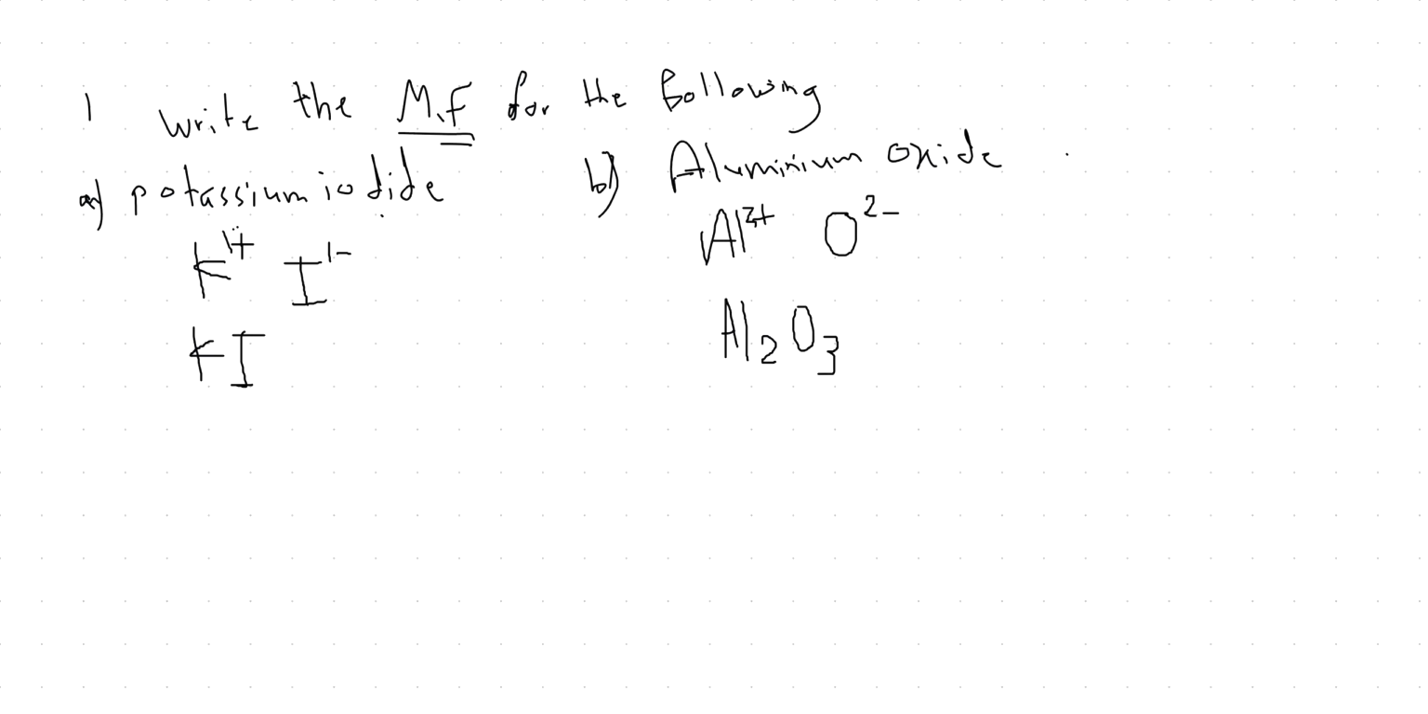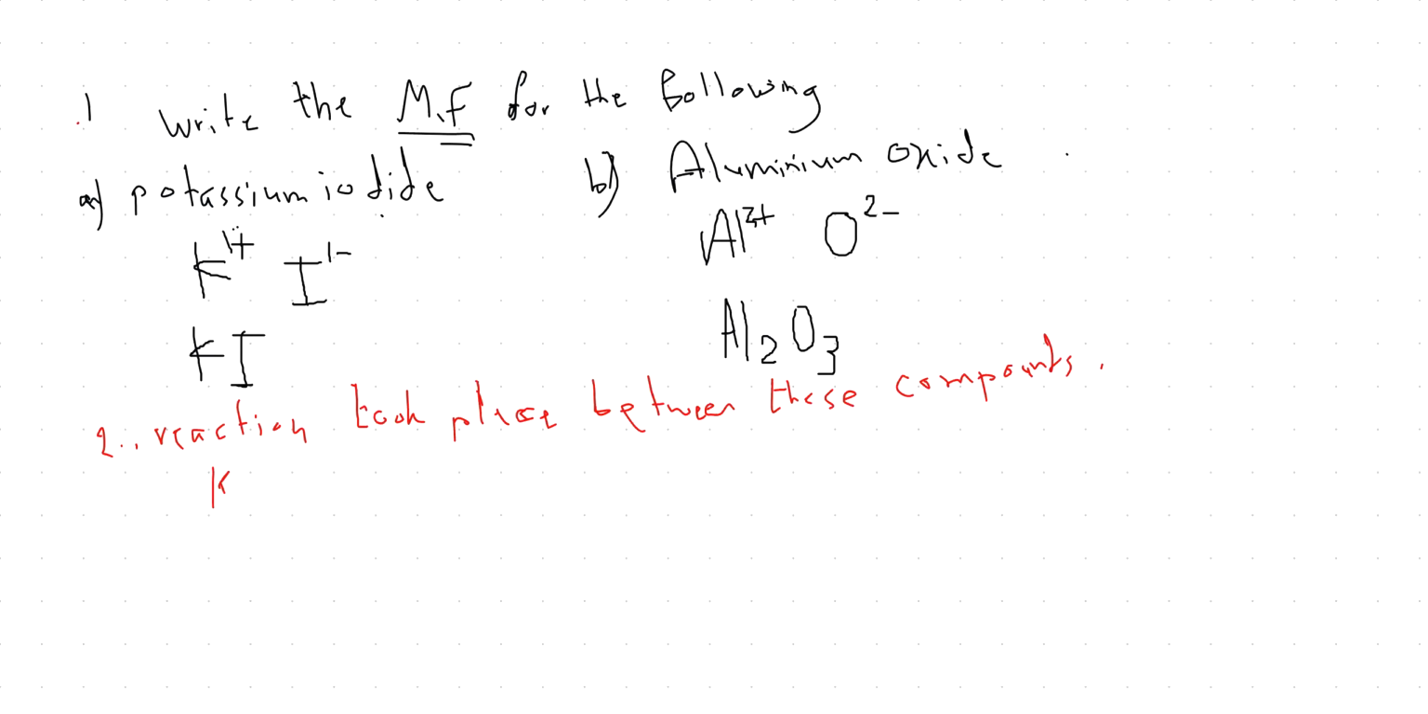Now a reaction takes place. This is the second step. This is our first question, and this is the second reaction between these two compounds. If the reaction takes place, this means potassium iodide plus aluminium oxide. Is there anything you didn't understand until now?